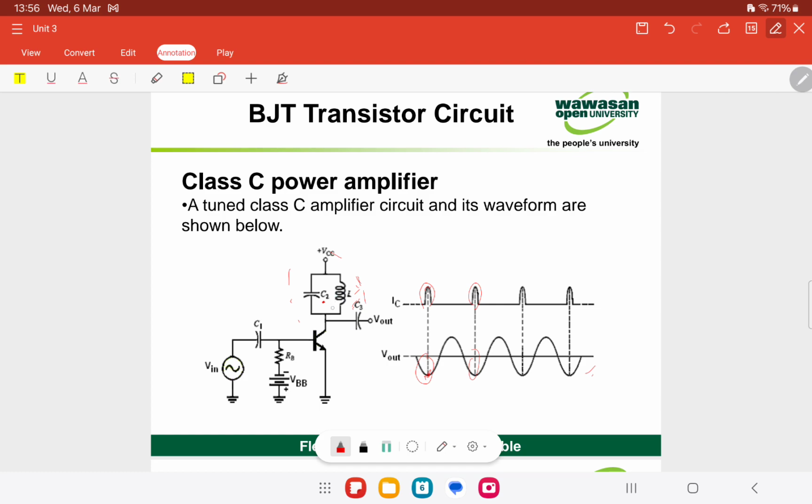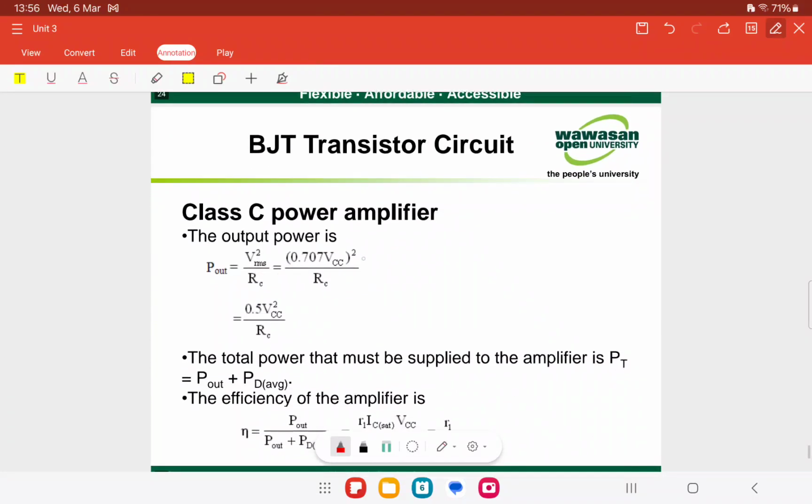The peak to peak output voltage is approximately equal to 2 VCC. Here it is approximately the 2 VCC value. Since the voltage developed across the tank circuit has a peak to peak value of approximately 2 VCC, we can get this expression. The maximum output power can be expressed as this one here.